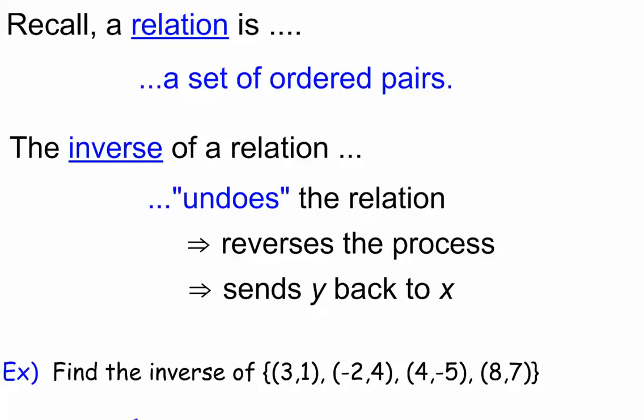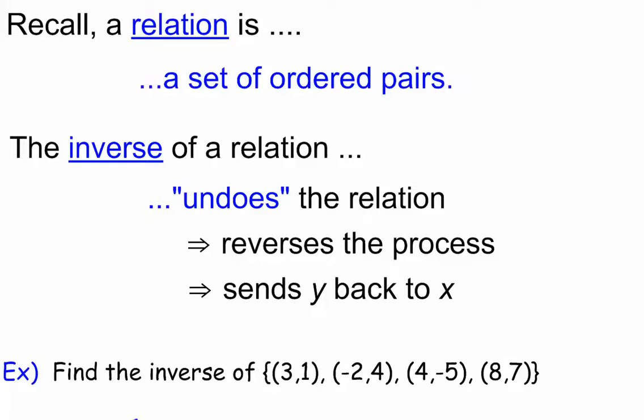I want to review a definition that's probably familiar to you, and that is a relation. It's a very simple definition. It's just a set of ordered pairs, and it can be written as a set of ordered pairs, or it can be written as a table, as a mapping. It can be laid out very differently, but it's just taking two sets of data and showing the connection between those two sets of data.